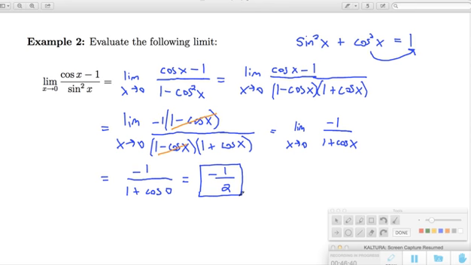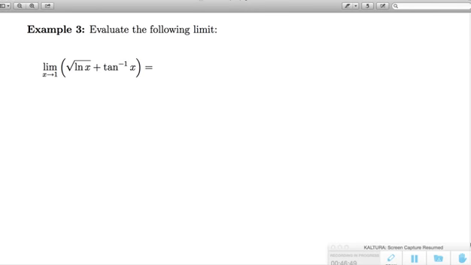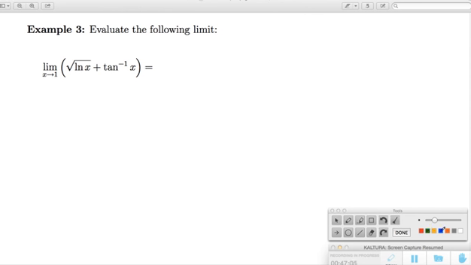So if you're ready, what we'll do next is one last example. Limit as x approaches 1 of square root of natural log of x plus arctan of x. Well, let's do some quick review of natural log and arctan, and then we'll go on to calculate this limit.